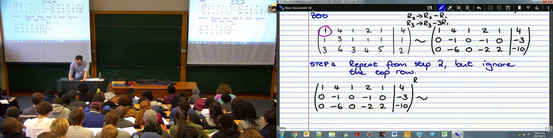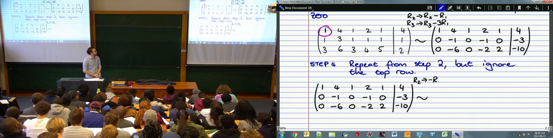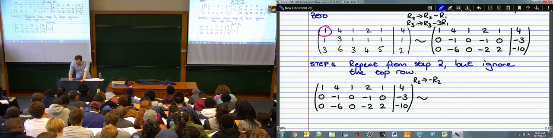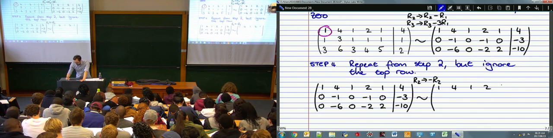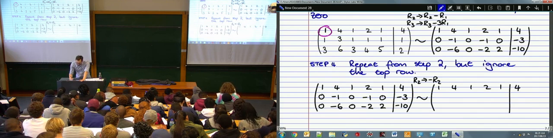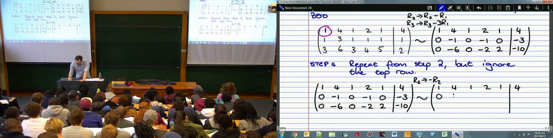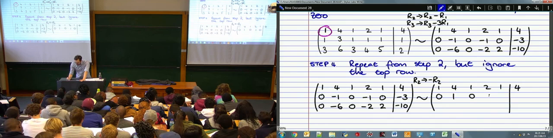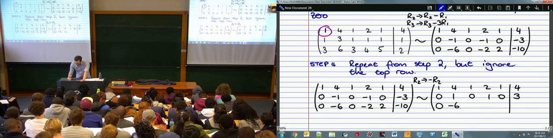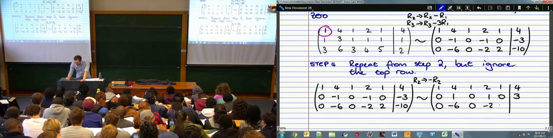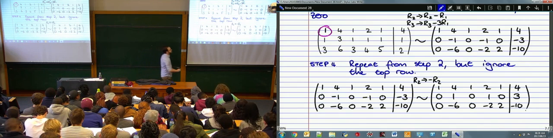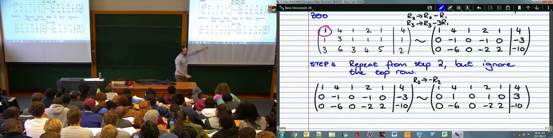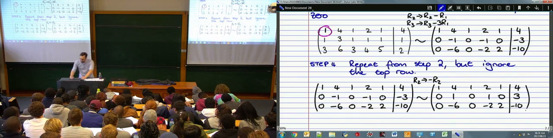So we just take row 2 is minus row 2. Okay? So the first row, that's 1, 4, 1, 2, 1, 4. The next row is 0, 1, 0, 1, 0, 3. And the last row is 0, negative 6, 0, negative 2, 2, negative 10. We've got that. Okay, so we've got a pivot now.